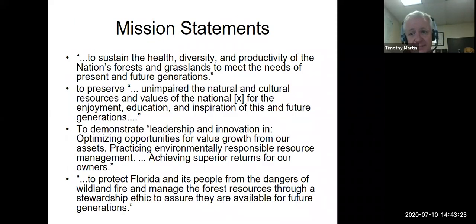If we look at mission statements for different entities or organizations that own land, those mission statements are a good place to look to determine how they might focus their management, what their objectives are for the resources they manage. So if you look at these different mission statements, you can see they vary quite a bit. Statements related to health, productivity, and diversity of forests and grasslands, to optimizing value growth, to protecting people from wildfire. Those are all different kinds of entities with different kinds of focus and different ways of managing natural resources. So we'll come back to these mission statements as we talk about the different entities.